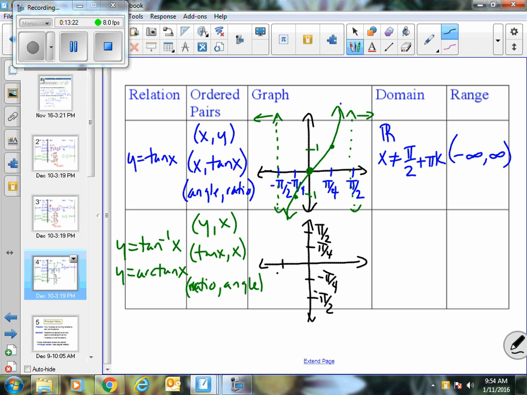And on the x-axis from negative 1 to 1. So actually the values are going to flip-flop. All right, so what happens then? We take every point and we flip. So let's do the ordered pairs.